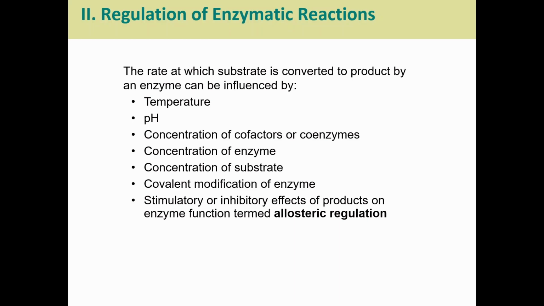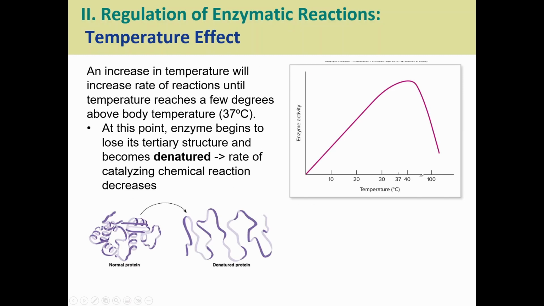So what are some things that an enzyme can be influenced by, just like a protein? Temperature will impact an enzyme's ability. The pH, concentration of cofactors and coenzymes. So if we require a coenzyme, and we don't have a high enough amount of it, that's going to impact our ability to go through the reaction, so that would slow us down. The concentration of the enzyme itself, the concentration of the substrate, the covalent modification of the enzyme, and then different inhibitory effects, right? So some can stimulate an enzyme, turn it on, or inhibit an enzyme, turn it off.